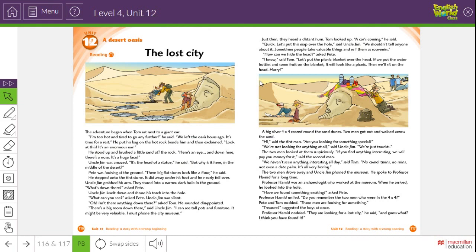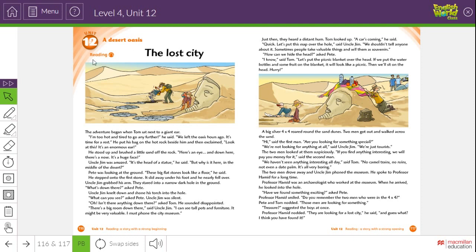Okay. Now let's look here. A desert oasis. So I think all of you remember this word desert. Yes, but what does oasis mean? Yes, oasis means a place in the desert that has water, trees. Okay, that's oasis. That's great.